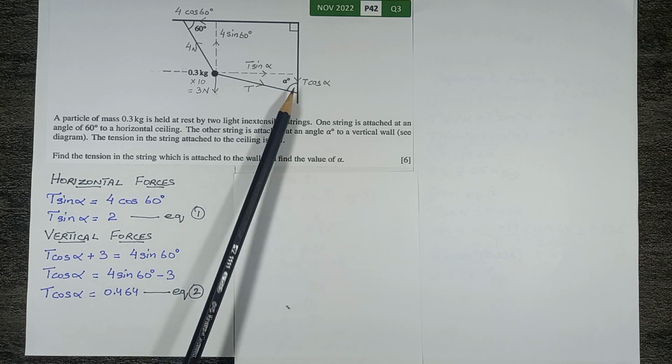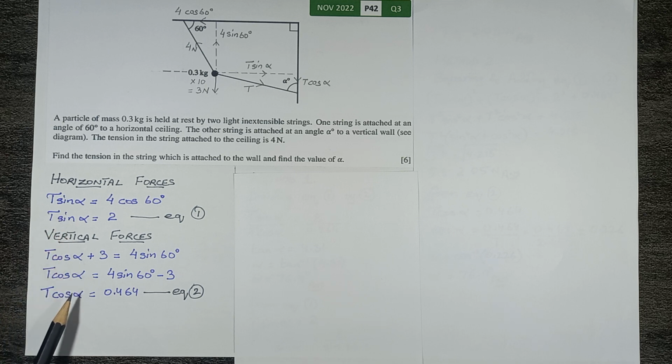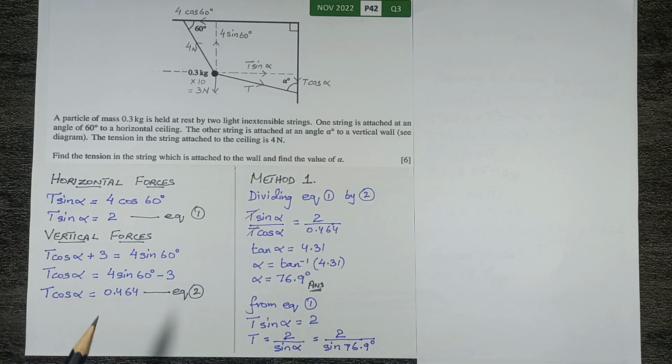Because in the question they asked us to get the value of T, which is the tension, and the value of alpha, we have the two equations. We can use the two equations and easily get the value of T and the angle alpha. We have two different methods. The first method is dividing equation 1 by 2.